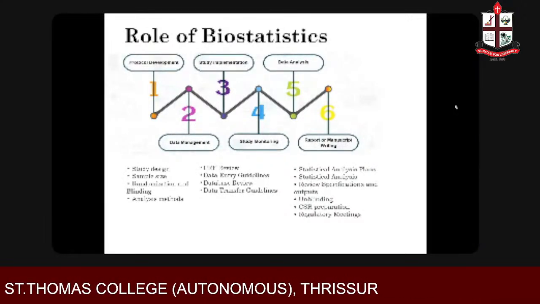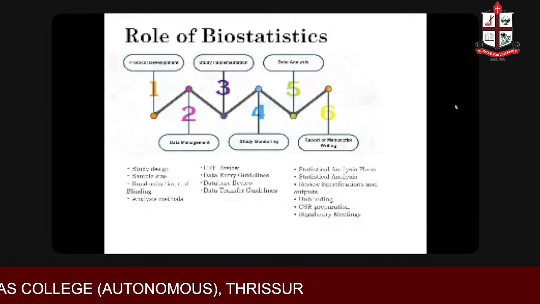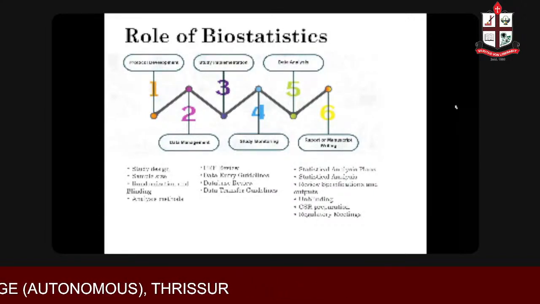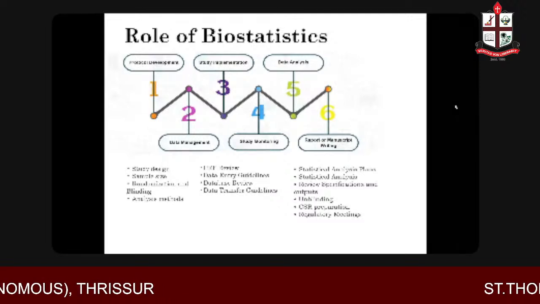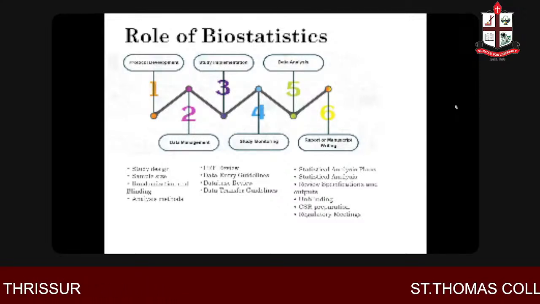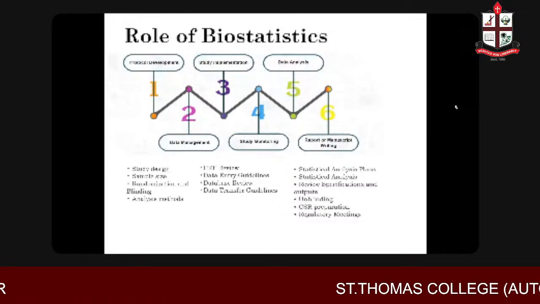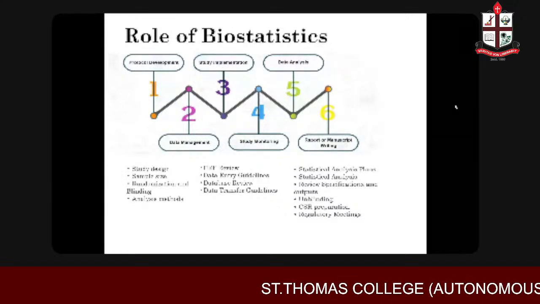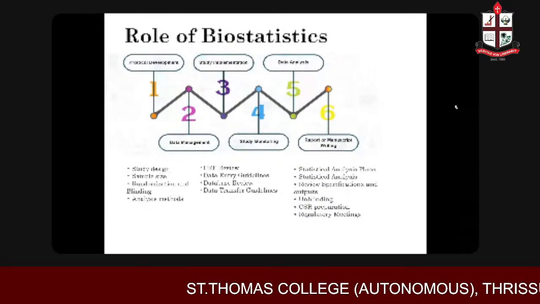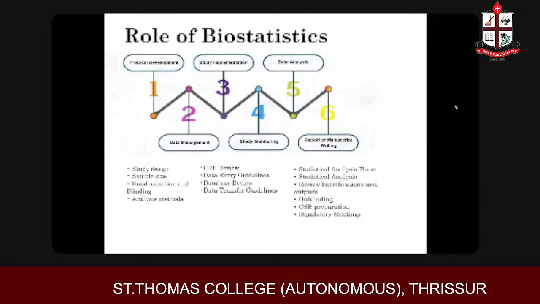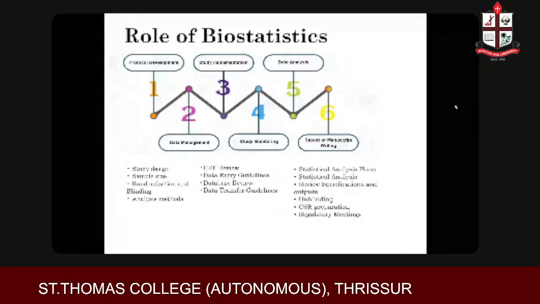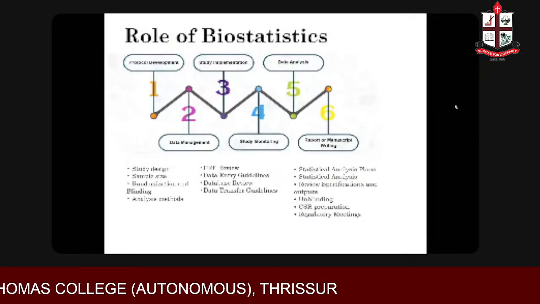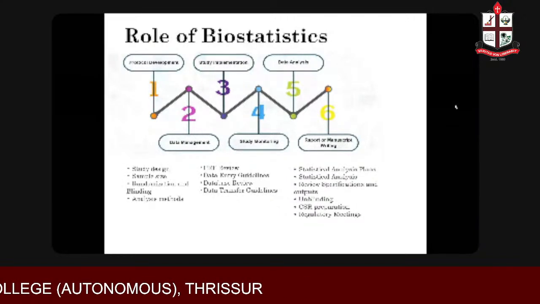For example, data entry guidelines: how the data entry is done, whether any checks are required. As a statistician, we have to do these. And database review, how the database is designed, that we have to review. And data transfer guidelines: how frequently they are going to do the data transfer to us, and in what structure they are going to send us the data.